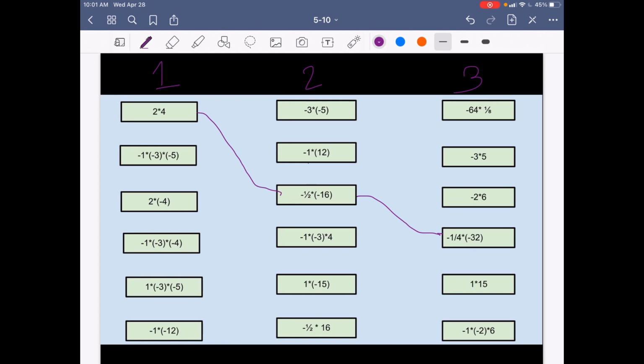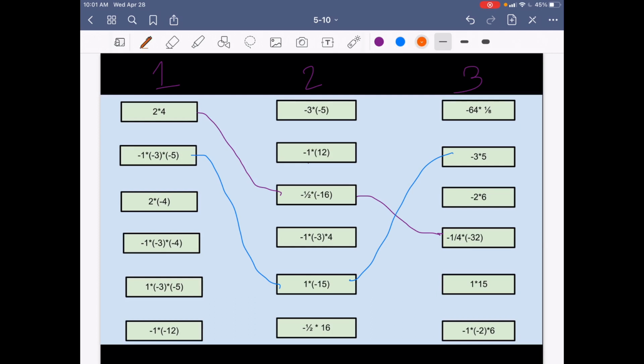All right, welcome back. So let's match up some of the other ones. We have negative 1 times negative 3 times negative 5. So that would make that 3 a positive 3 times negative 5. We would have negative 15. We want to find the one that's going to give us negative 15, and that would be 1 times negative 15. So again, we want to connect it to the one that's logically going to give us negative 15, and I see negative 3 times 5. That would also give us negative 15.